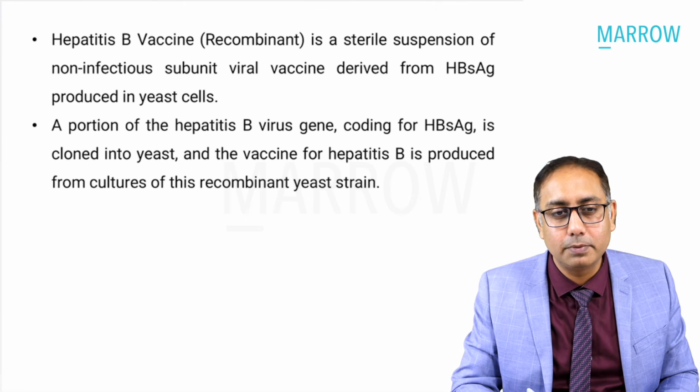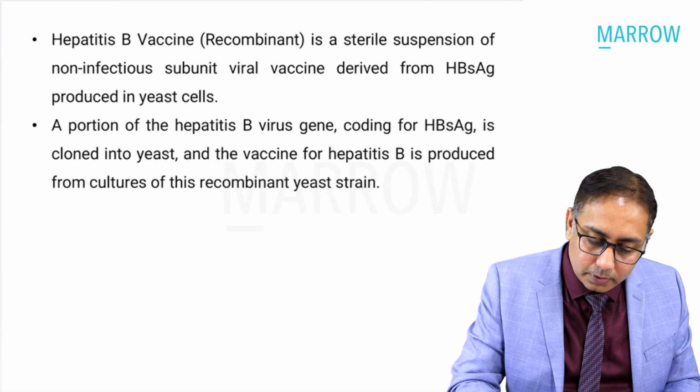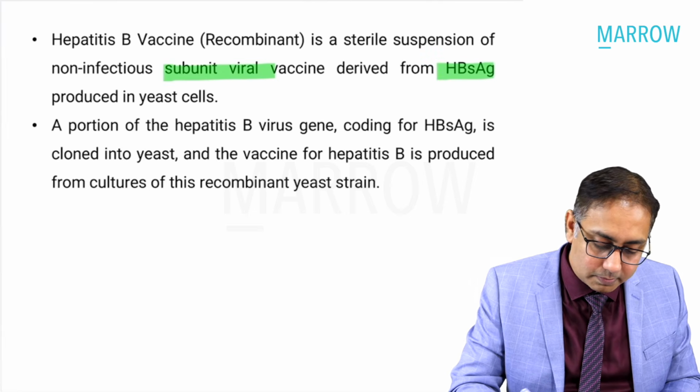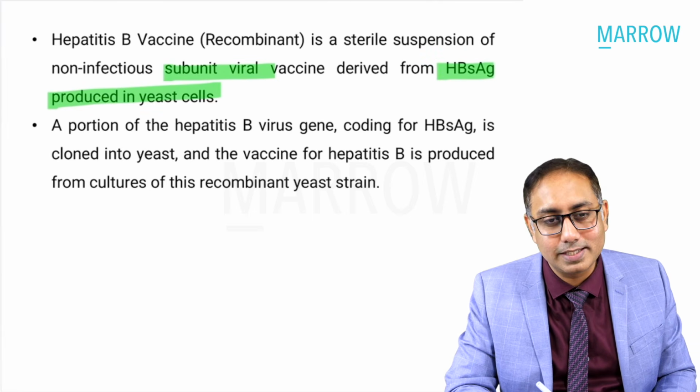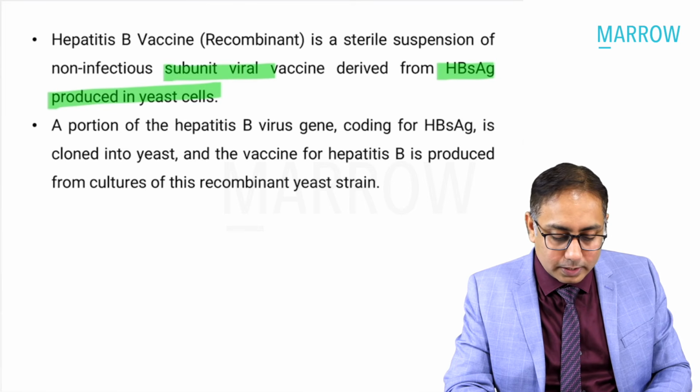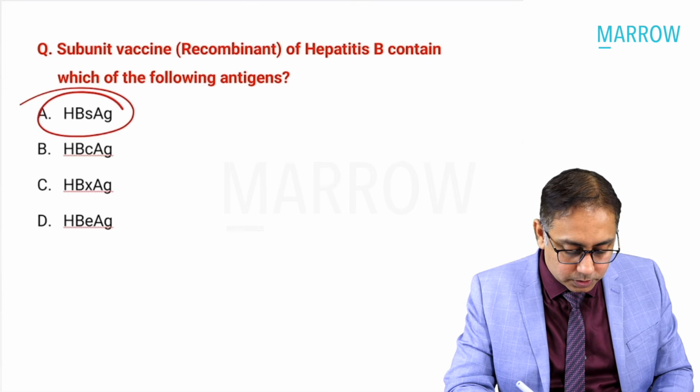Hepatitis B is a subunit viral vaccine derived from the hepatitis B surface antigen produced in the yeast cells, and HBs antigen is the best answer to this question.